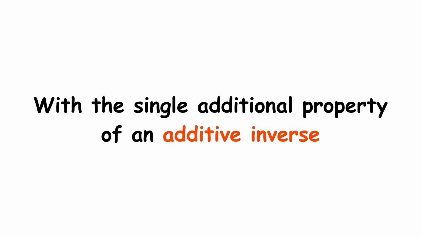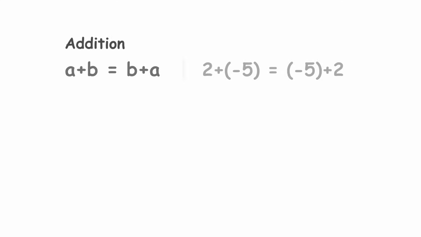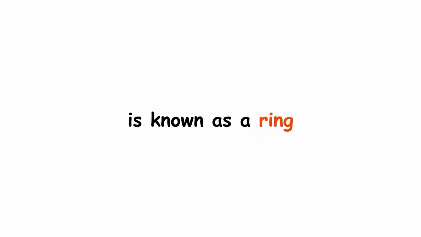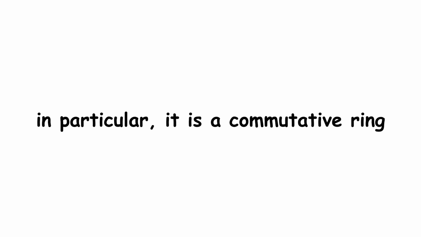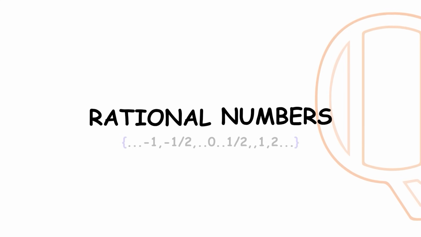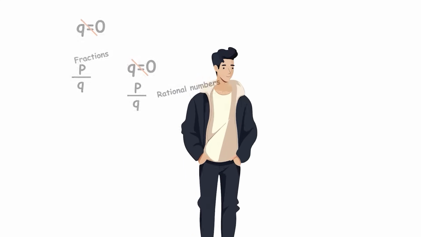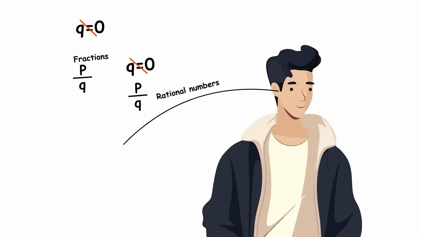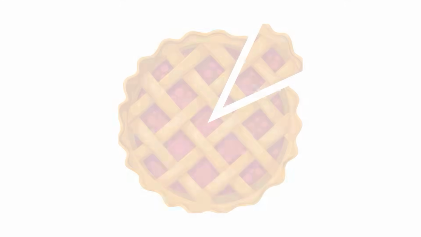With the single additional property of an additive inverse, the set of integers with addition and multiplication is known as a ring. In particular, it is a commutative ring, since multiplication is still commutative. Now, there's one operation to go. Division. Rational numbers. Chances are that you've heard of fractions before, dividing one number by another. Maybe you've cut a pie, for instance.